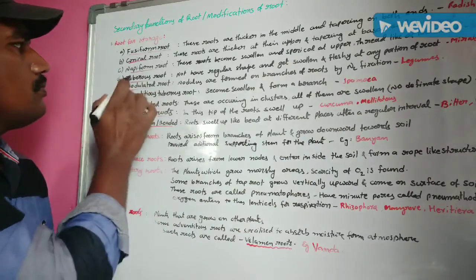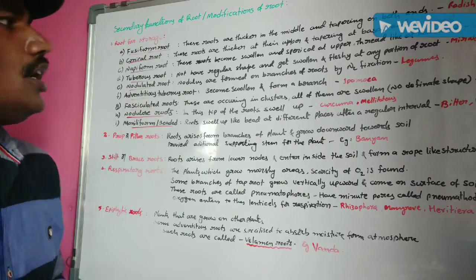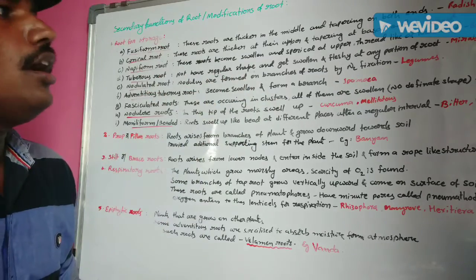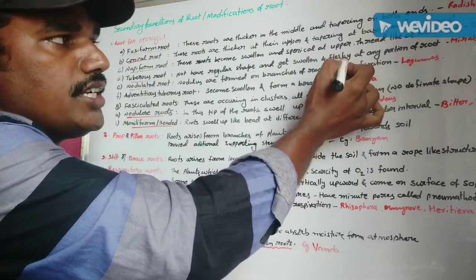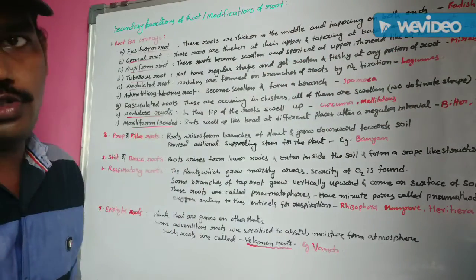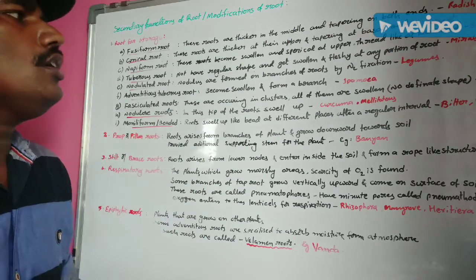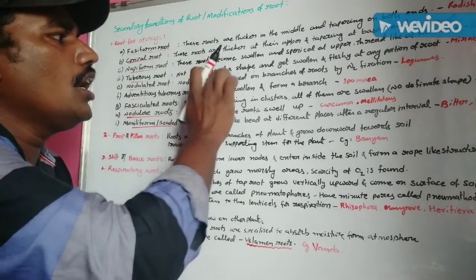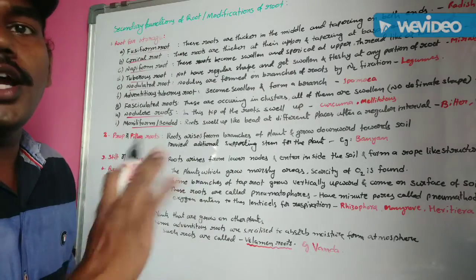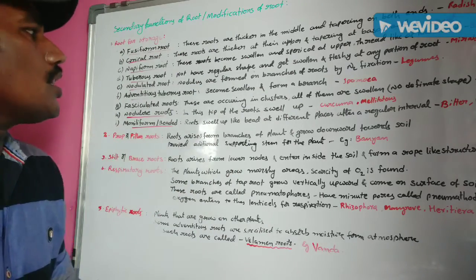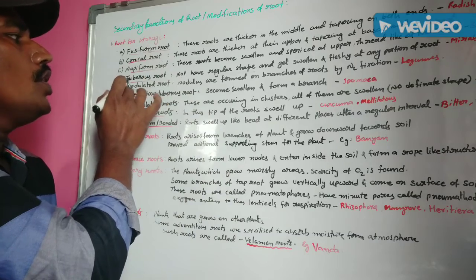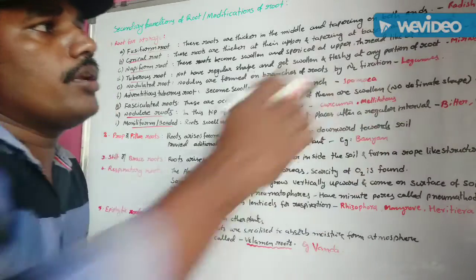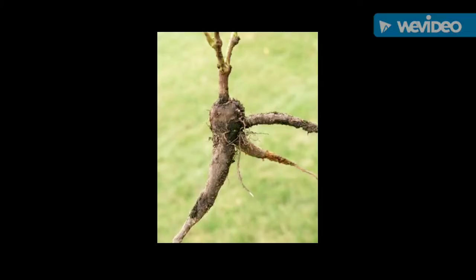Another one, tuberous root. These roots do not have a regular shape, and get swollen and fleshy at any portion of the root. Any portion of the root becomes swollen and also fleshy. It is not a regular shape. This type of root is known as tuberous root. The best example is Mirabilis.